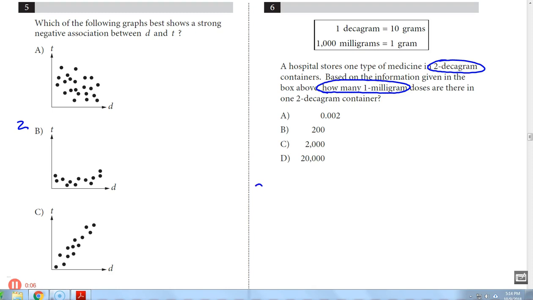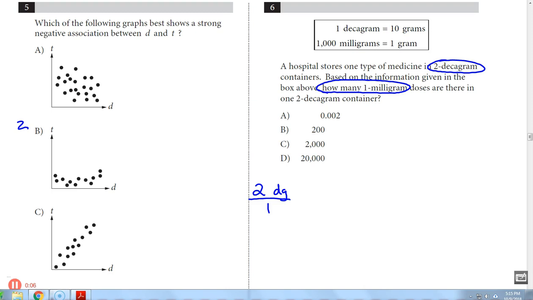So we need to go from 2 decagrams, which I'm just going to write as dg, and eventually we want to end up with milligrams. So we have to use conversions to make that happen. I'm going to put a 1 underneath to start it out as a fraction, because it's just going to be a series of fractions.